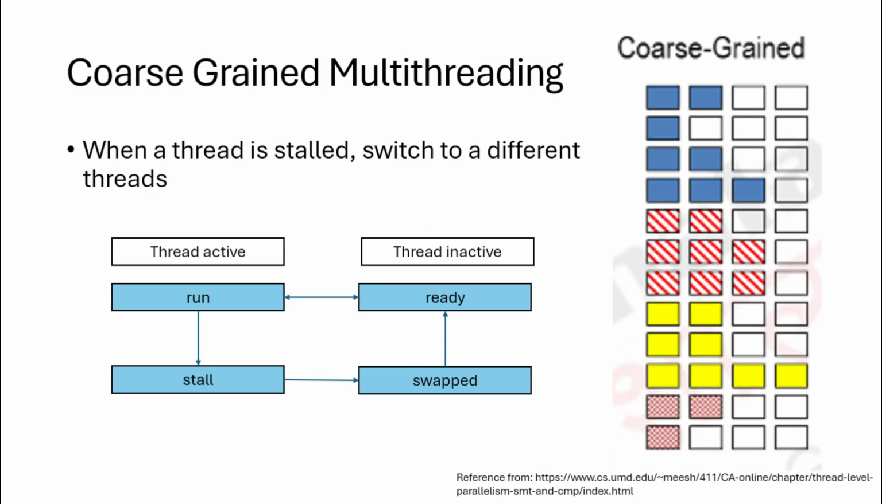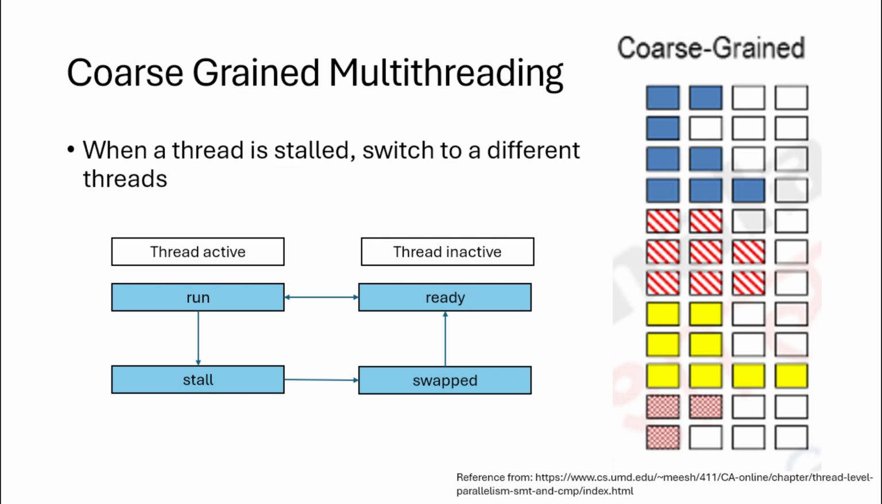And then the coarse-grained multi-threading. The main idea of coarse-grained multi-threading is when a thread is stalled due to some event like a cache miss or a page fault.